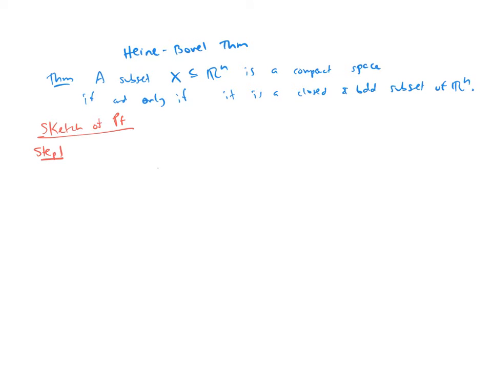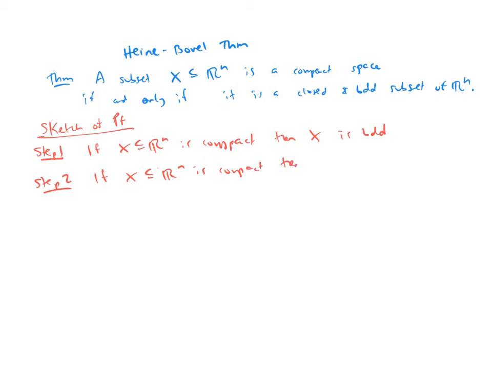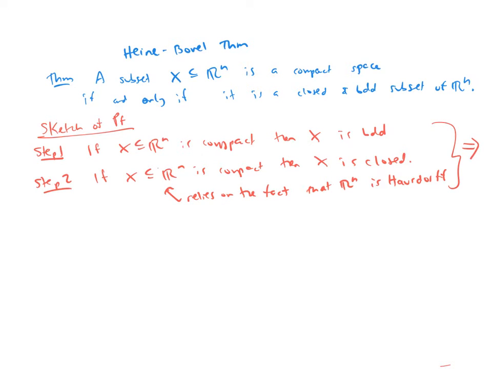So step one is going to be to show that if X contained in Rn is compact, then X is bounded. And step two will be to say that if X in Rn is compact, then X is closed. These two steps are fairly straightforward. The second step relies on the fact that Rn is Hausdorff and is true more generally for any subset of any Hausdorff space. Step one and step two together will prove this direction of the if and only if.